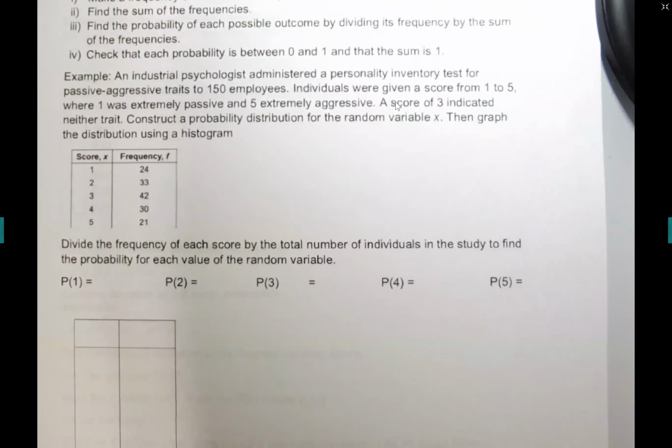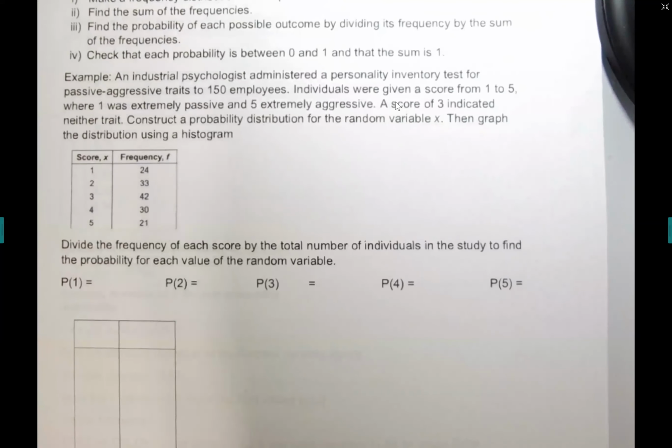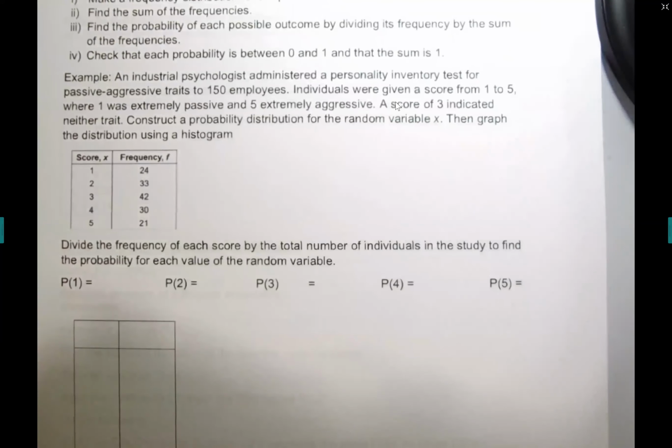Let's look at this example, and then I'll explain probability distribution from this example. An industrial psychologist administered a personality inventory test for passive-aggressive traits to 150 employees. Individuals were given a score from 1 to 5, where 1 was extremely passive and 5 extremely aggressive. A score of 3 indicated neither trait, not passive nor aggressive. Construct a probability distribution for the random variable X, then graph the distribution using a histogram.